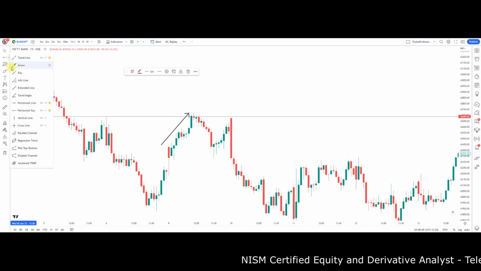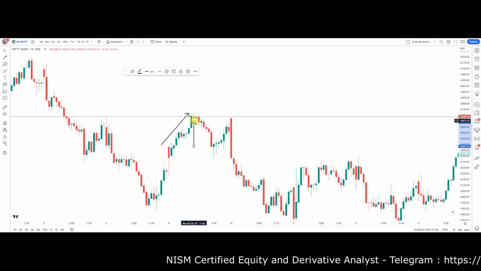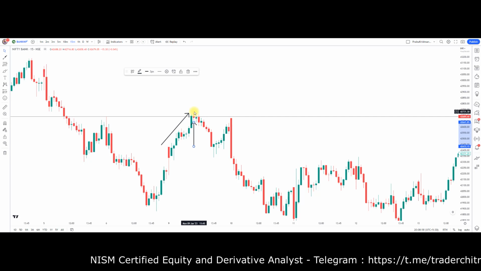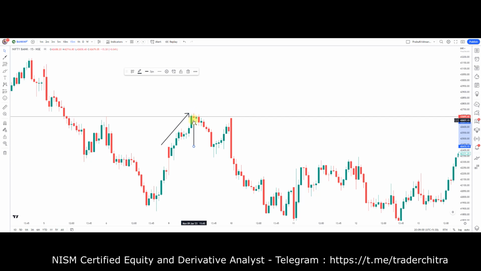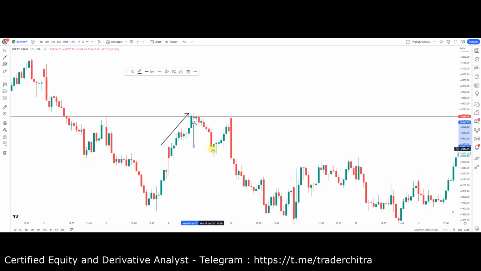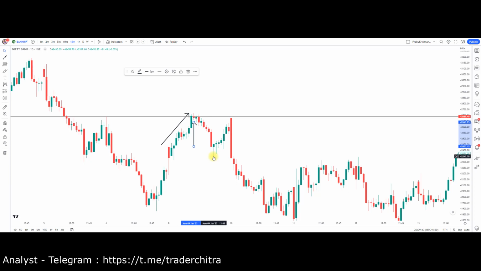Here, this red candle, so one can enter into the short trade below the low of this red candle, and stop loss is the high of the red candle. So here we are entering into the short trade. The level is 42,657 and Bank Nifty made a low of that day at 42,337. So we got a very nice trade on that particular day.